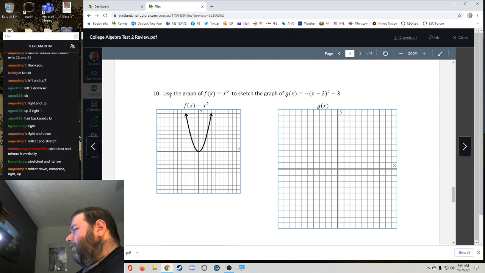Now, it says use the graph of f of x equals x squared to sketch the graph of g of x equals negative (x plus 2) squared minus 3. So I've given you the shape of the basic graph here. This is f of x equals x squared. And then I want you to sketch it using these transformations on this other plane, which would be nice if I had a test to hand out to you if we were sitting in the classroom. But we can't do that right now. So instead, you'll just need to graph that on your own paper, unfortunately.